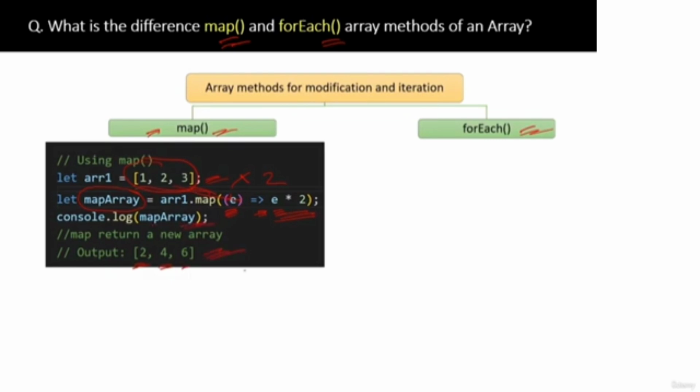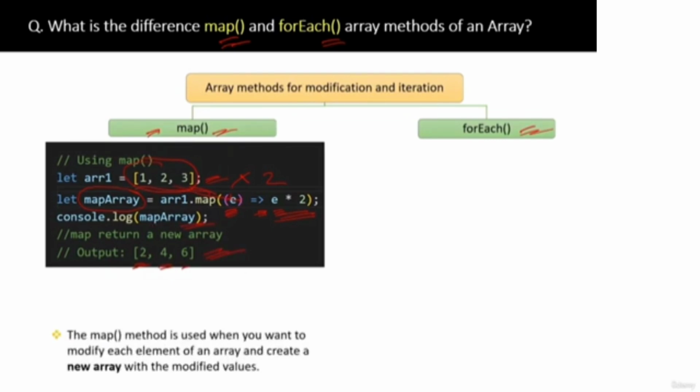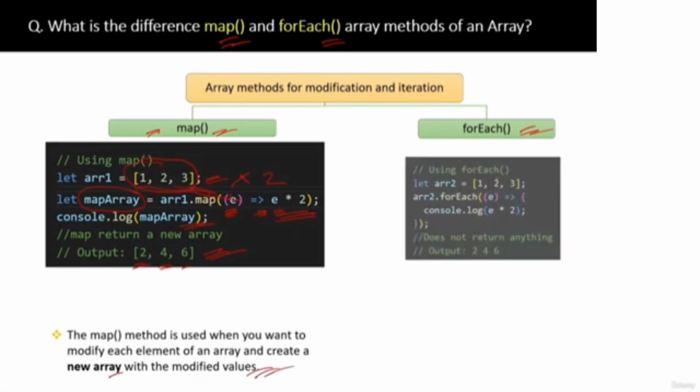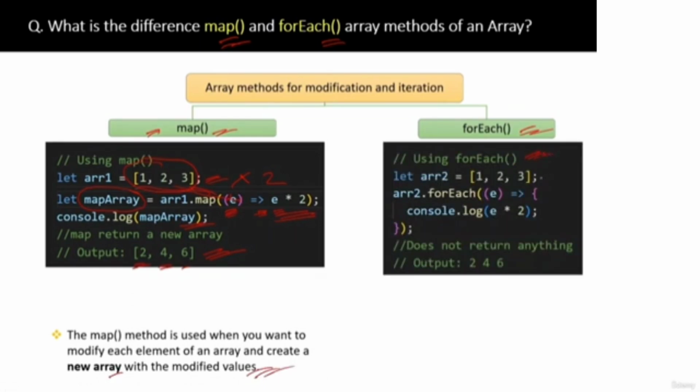So the definition of the map method is, the map method is used when you want to modify each element of an array and create a new array with the modified values. Okay, that is map. On the other hand, if we see the code of the forEach method, here you can see we have an array and we have used the forEach method, and the logic is all the same like the map method, and the output is also the same, right?